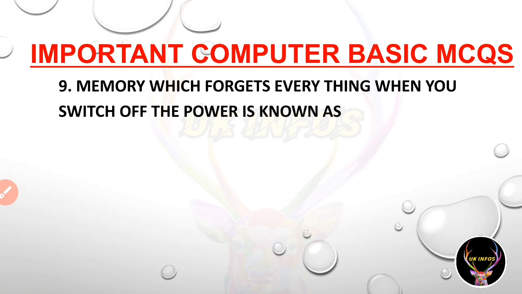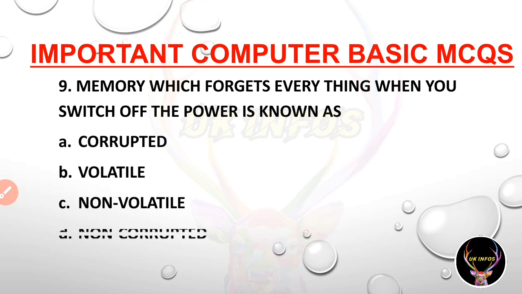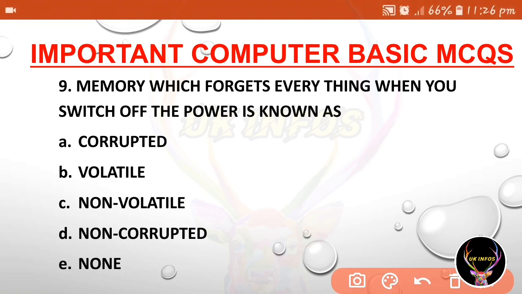Question number 9. Memory which forgets everything when you switch off the power is known as corrupted, volatile, non-volatile, non-corrupted or none. The answer is volatile. Volatile means temporary. An example of volatile memory is RAM. So RAM is a short-term memory.